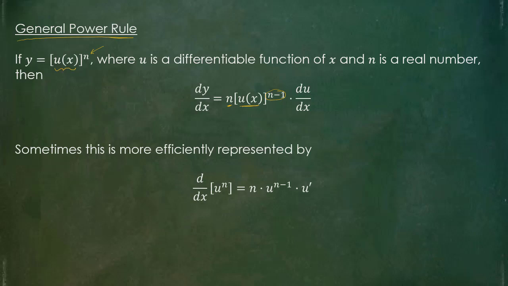But then I need to multiply by the derivative of that inside function. So notice that's where the du over dx would come from. Some books on occasion will simplify that a little bit and make it this format: d over dx of u to a power of n will just turn into n times u to a power of n take away 1, but then times u prime to represent the derivative of whatever that u was. So let's go ahead and work through a couple more examples here.